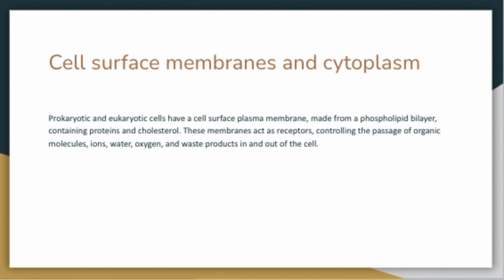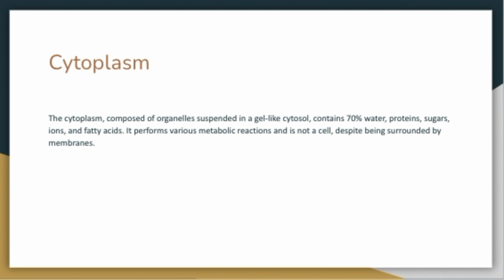The plasma membrane controls the passage of organic molecules, ions, water, and oxygen in and out of the cell. Waste products leave the cell by passing through the plasma membrane.